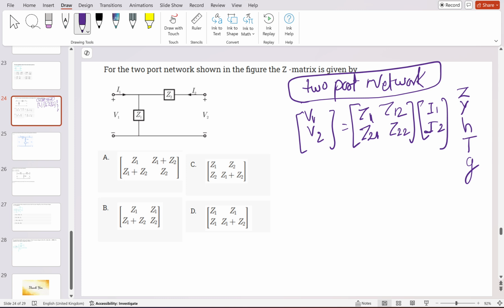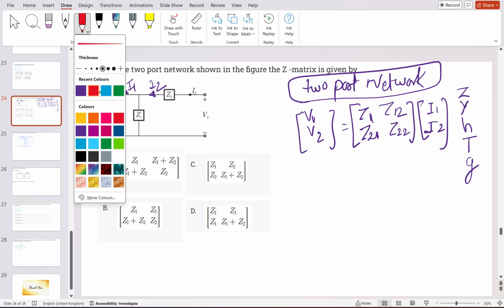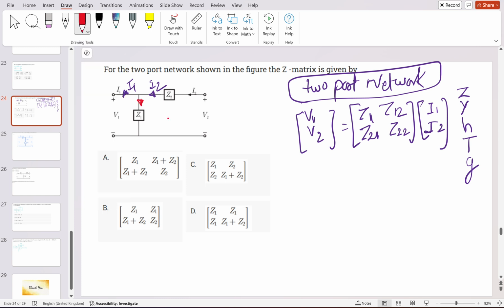Suppose for this problem the current flowing here is I1, and from here the current flowing is I2. The current flowing here is I1 plus I2. When you apply the KVL in this loop, the first equation comes out to be V1 equal to I1 plus I2 times Z1.